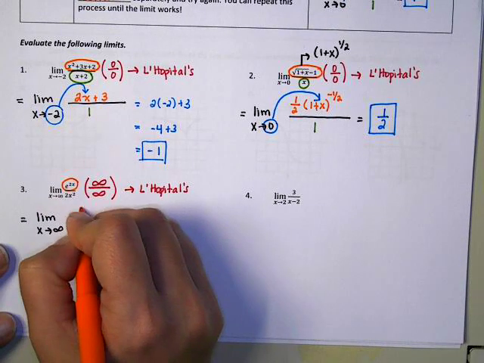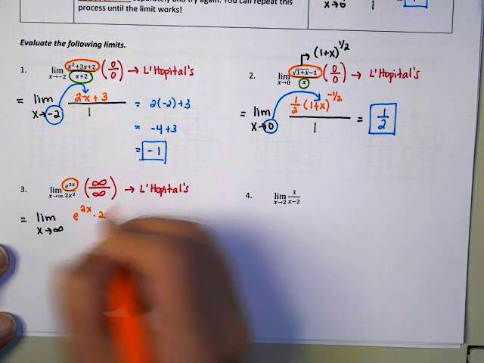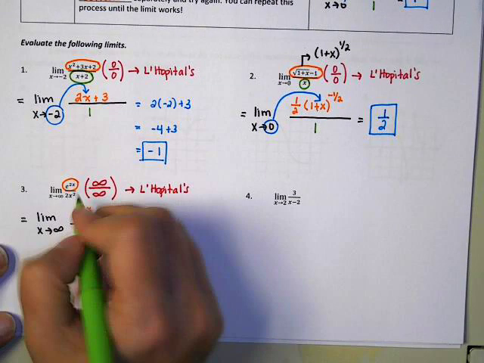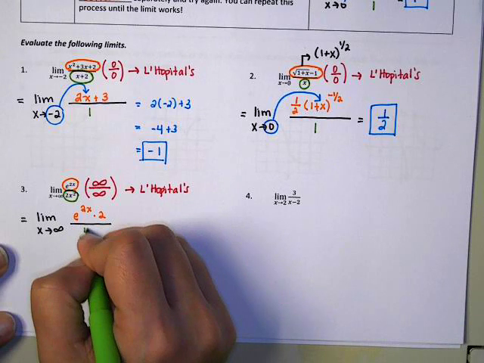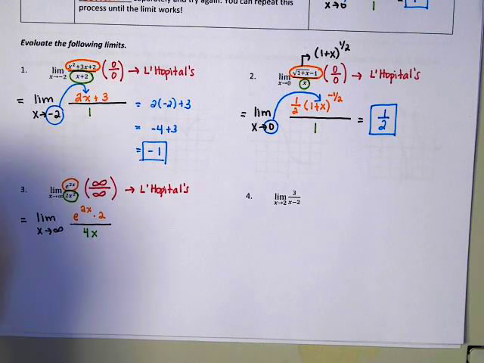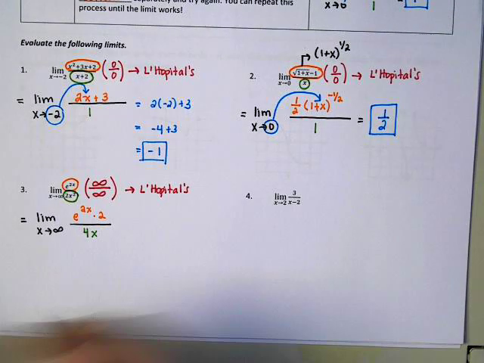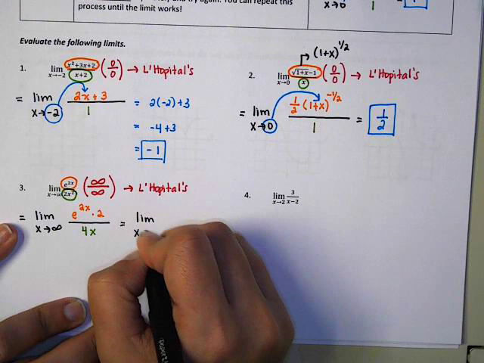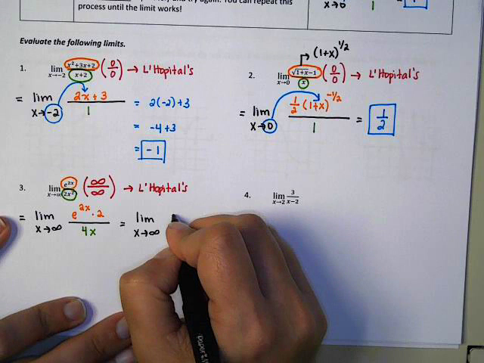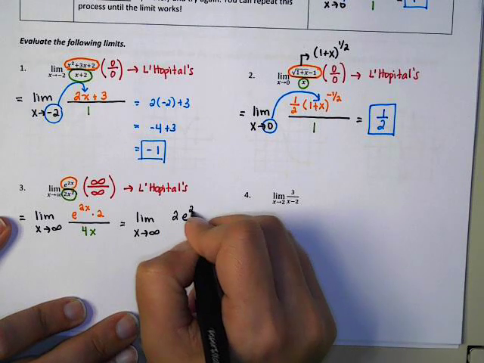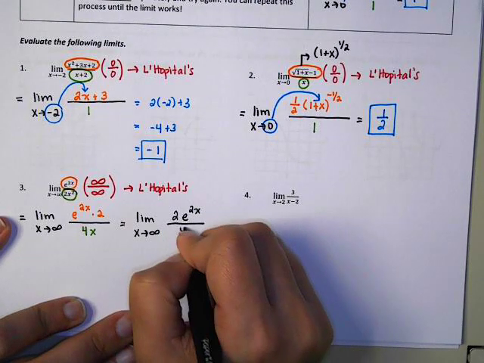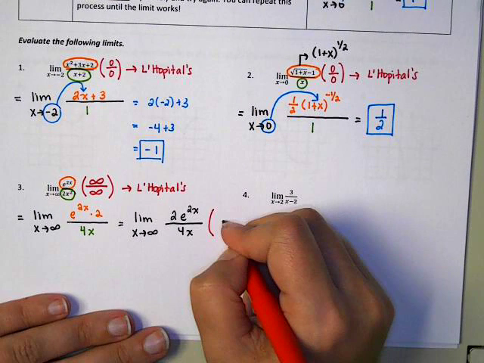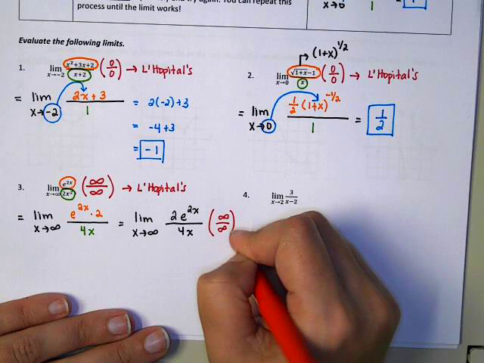So what I would do is I would do the derivative on the top, which is e to the 2x times 2. And I would do the derivative on the bottom, which is 4x. Now I'm going to rewrite this in a way that's just a little bit neater and more organized. So on the top it's just going to be 2e to the 2x, and on the bottom I'm going to have the 4x. Now when I retry substituting, I get infinity over infinity again.